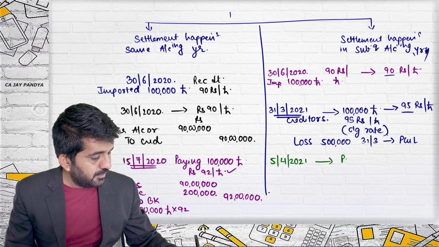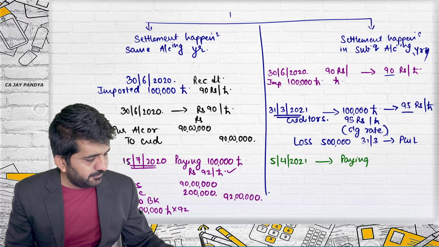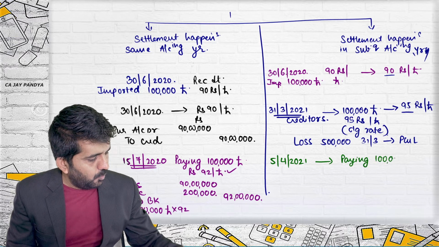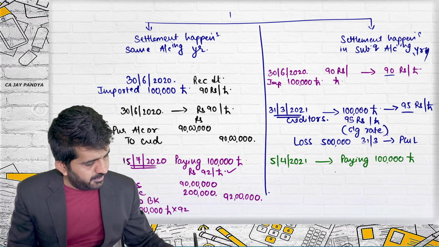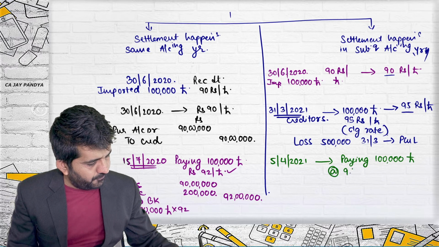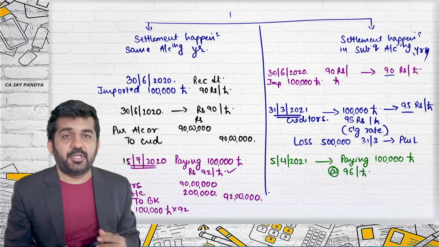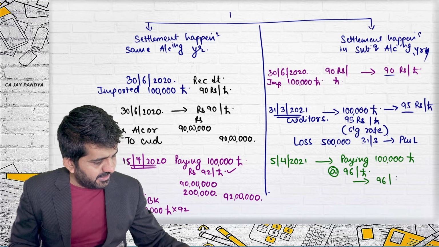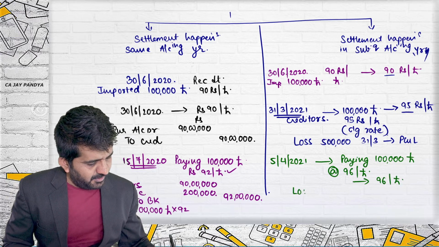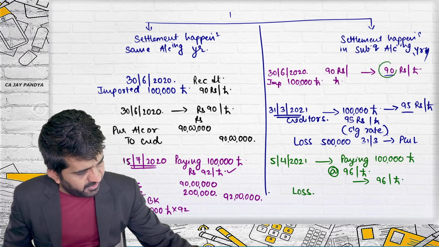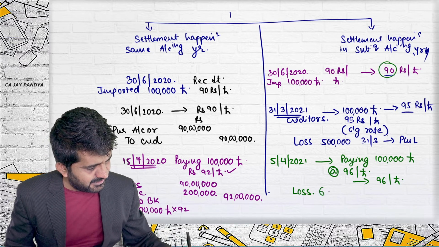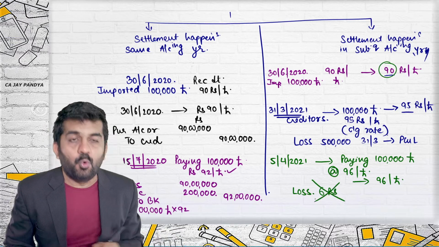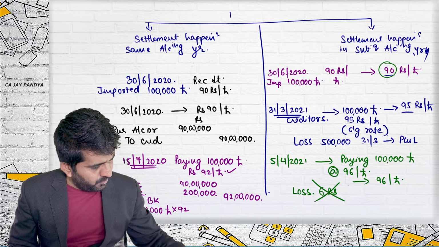On 5/4/2021, I am paying 1 lakh pounds at the rate of rupees 96 per pound. Which rate will be used? 96 per pound, and there will be a loss of 90 minus 96, 6 rupees. No, there will be a loss of only 1 rupee.